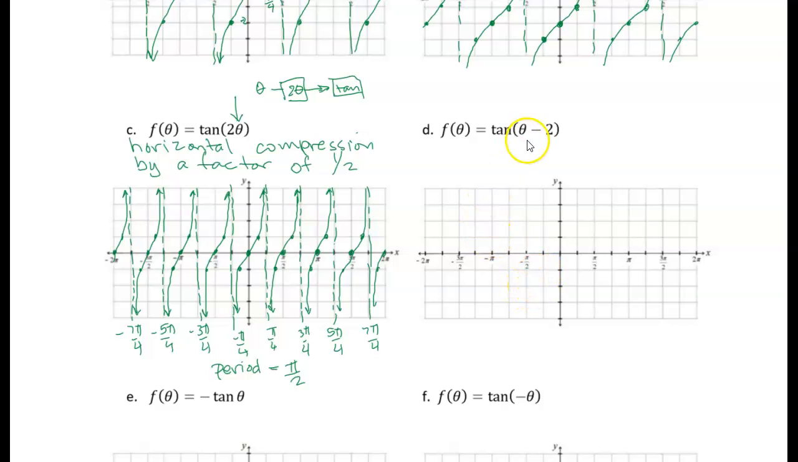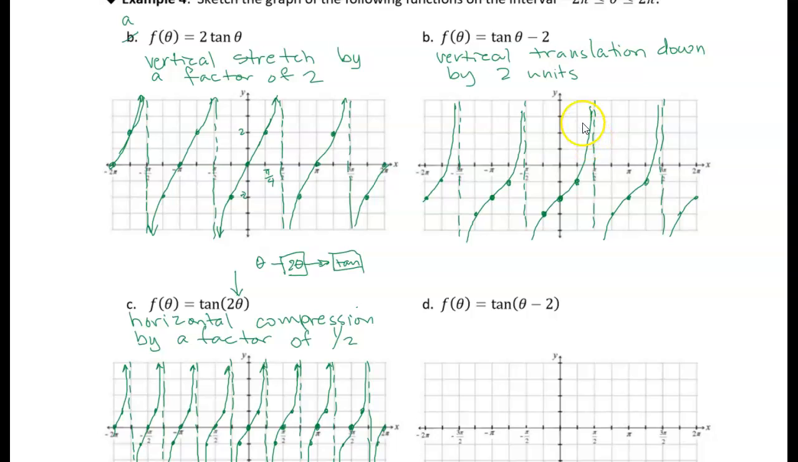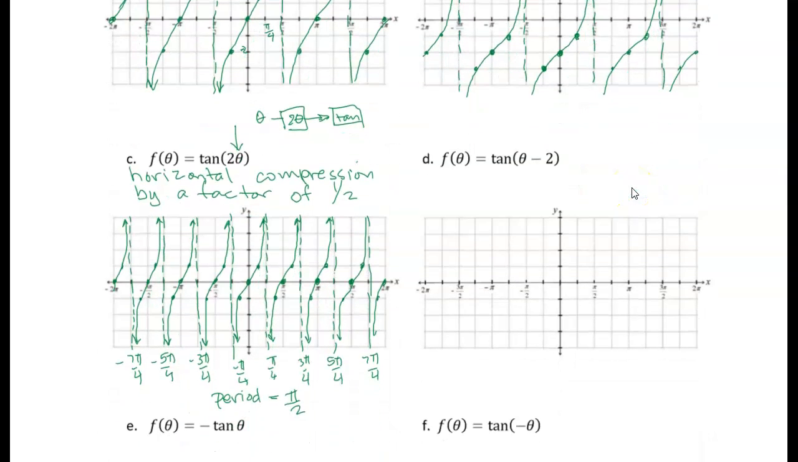Now let's take a look at what happens when we have the tangent of theta minus 2. Notice that these parentheses are very important. If you don't put parentheses around it, it looks just like what we had in part B up here. In part B, we had a vertical translation down by 2, because we're taking the tangent of theta and subtracting 2 from that. In part D, we're actually taking theta, subtracting 2, and then feeding it into the tangent function. So what's going to happen there?